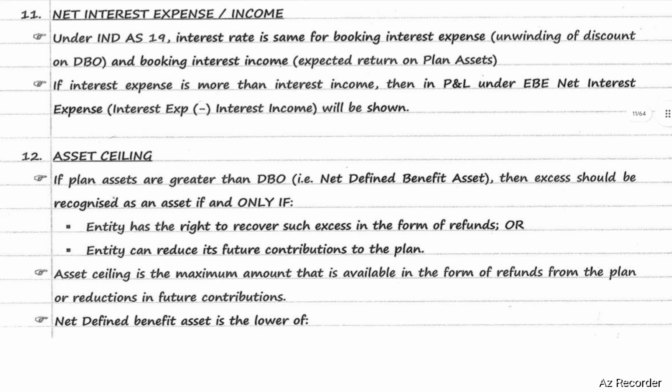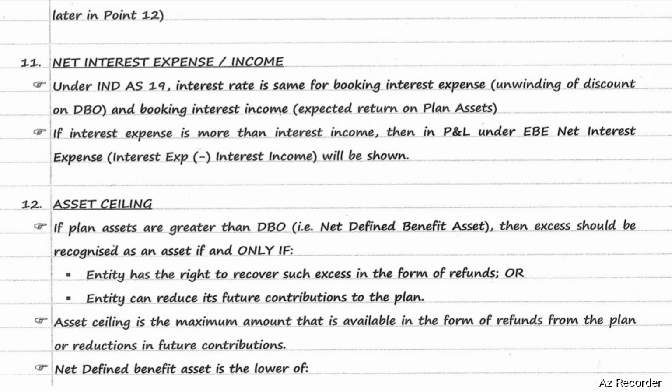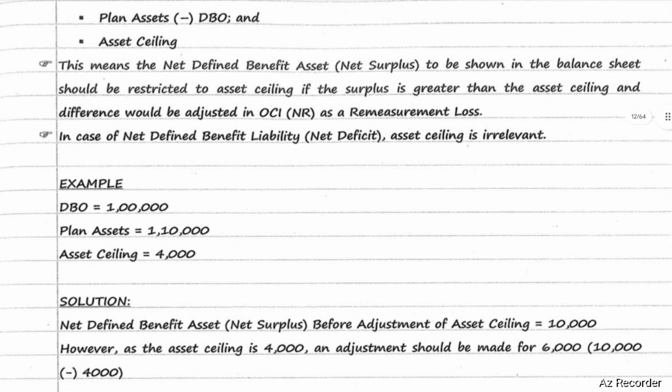Next, asset ceiling. If plan assets are greater than defined benefit obligations, that is net defined benefit asset, then the excess should be recognized as an asset if and only if the entity has the right to recover such excess in the form of refunds, or the entity can reduce its future contributions to the plan. Asset ceiling is the maximum amount that is available in the form of refunds from the plan or reductions in future contributions. Net defined benefit asset is the lower of plan assets less defined benefit obligations and asset ceiling.